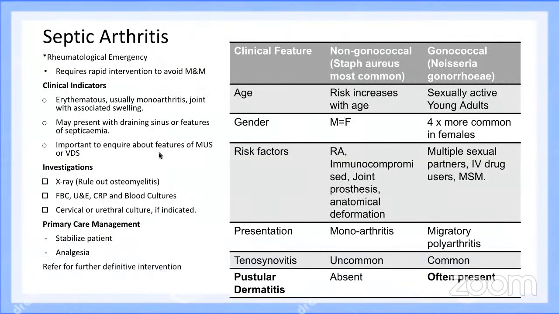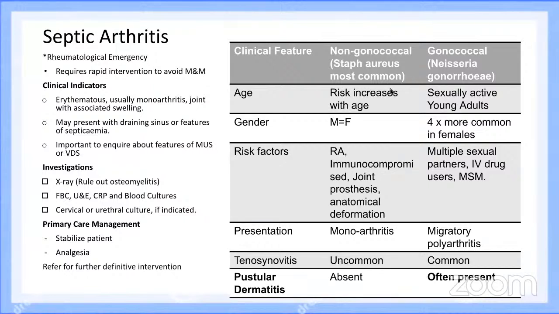Okay, then another differential for a monoarthritis would be septic arthritis. This is a rheumatological emergency and requires rapid intervention to avoid morbidity and possible mortality. Clinical indicators, if they do have a monoarthritis, which is often in the large joints, possibly the knee, red, swollen, hot joint, and they may have associated sinuses draining from the joint. Also to inquire about possible features of male urethritis or vaginal discharge when thinking about a gonococcal etiology to the arthritis.